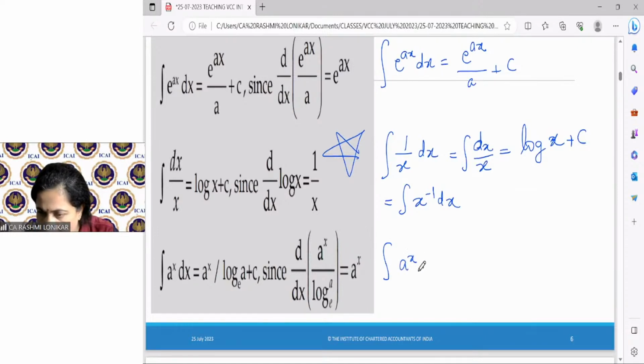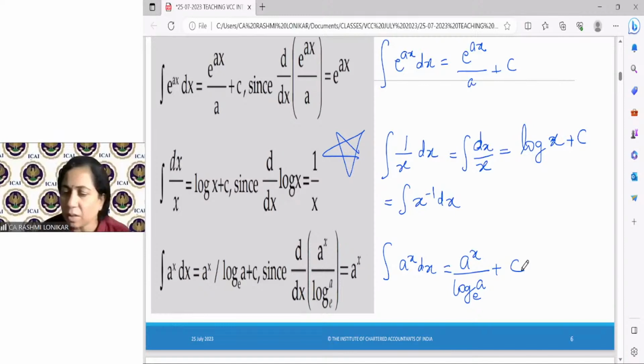Integral of a raised to x dx is equal to a raised to x upon log a to the base e, plus c.